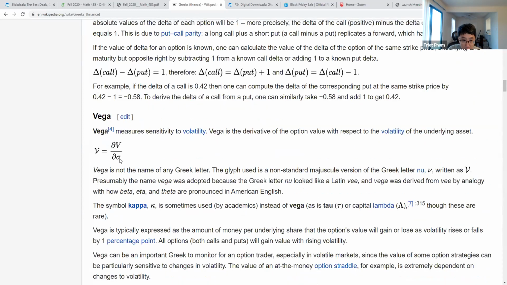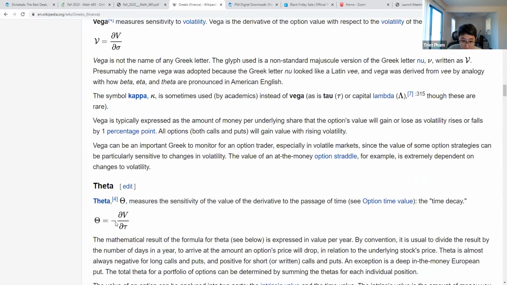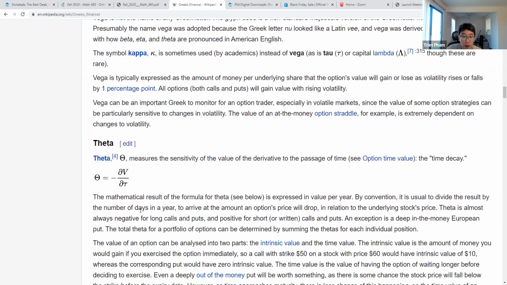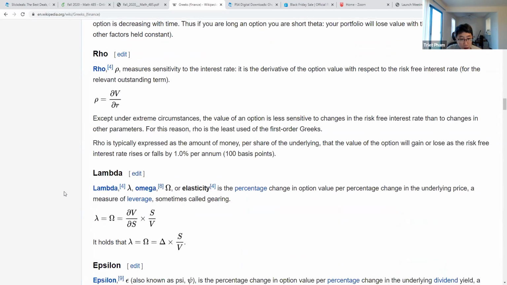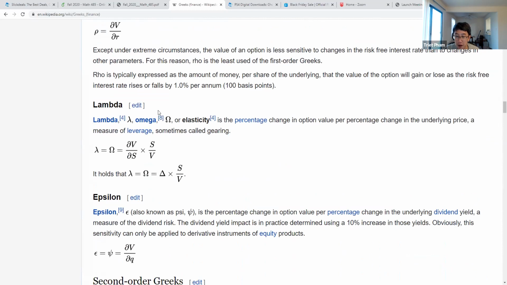the vega, with respect to volatility, the theta, see a negative here, with respect to the time to expiration, because time to expiration is always decreasing. Rho, with respect to the interest rate. Lambda is a strange one. It's not listed up there, but for some reason they say it's called elasticity. So basically it's the delta, but then you multiply with the proportion of underlying over the value.